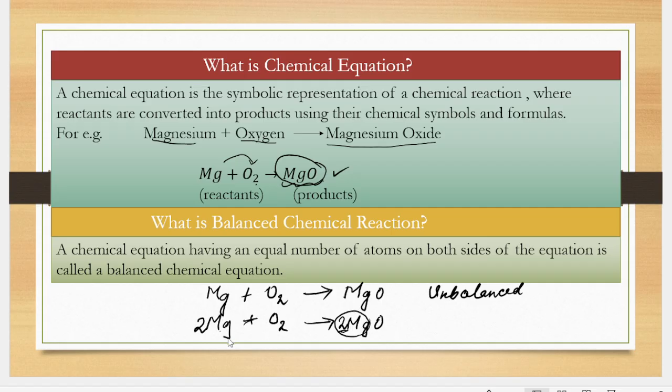Now you can see this type of equation is called a balanced chemical equation. The numbers of atoms on both the sides are equal. The product side and the reactant sides are equal. You can see here 2 magnesium, 2 magnesium, 2 oxygen, 2 oxygen.